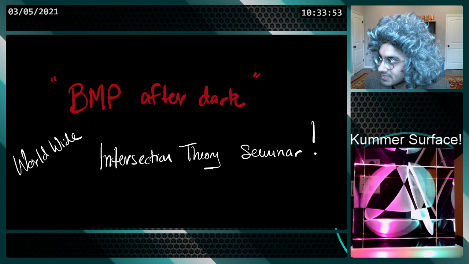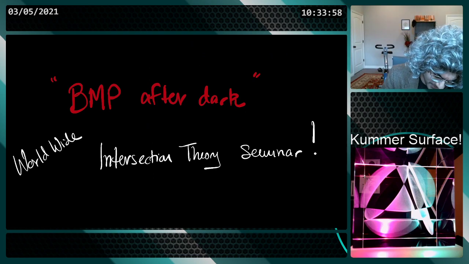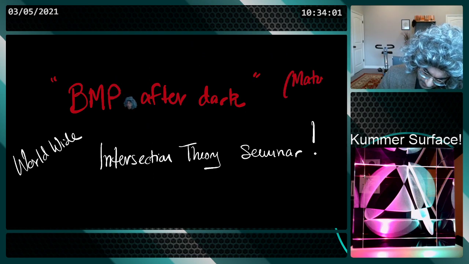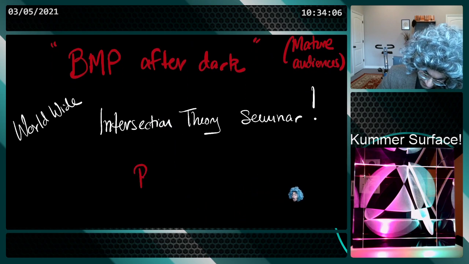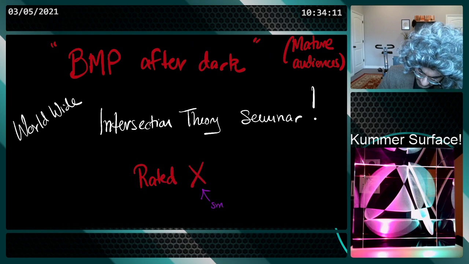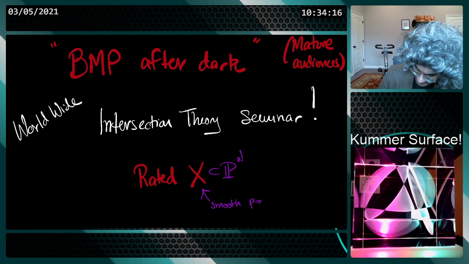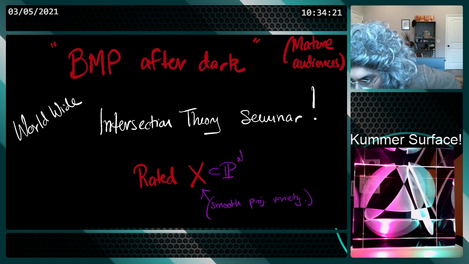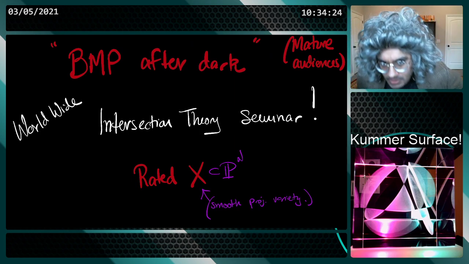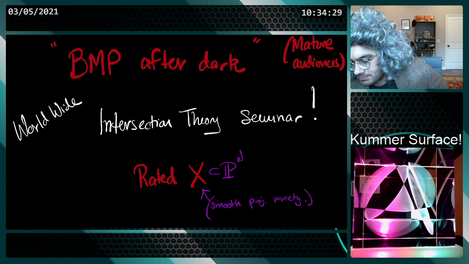But it's for mature audiences. It's rated X. Your X is an algebraic smooth projective variety. Okay. Yeah. Melbourne. Procrastination.